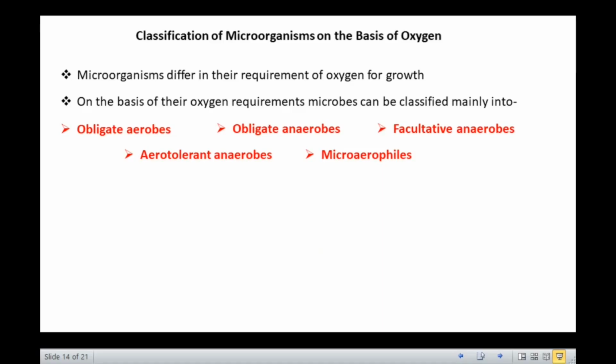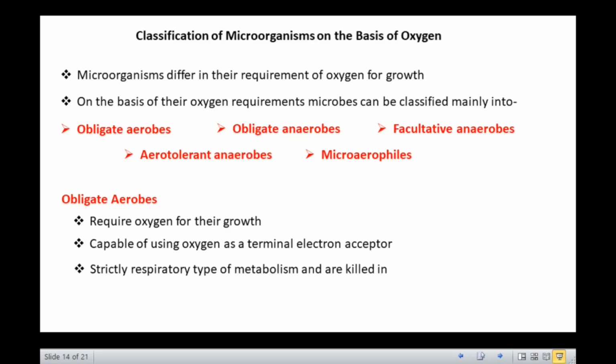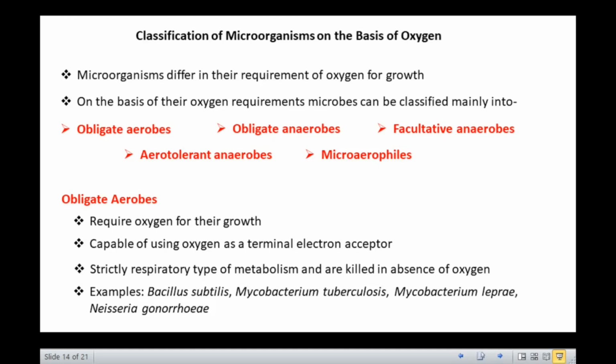Let us first discuss obligate aerobes. These are organisms that require oxygen for their growth and are capable of using oxygen as a terminal electron acceptor. They can tolerate a level of oxygen equivalent to or higher than that present in an air atmosphere, that is 21% oxygen, and cannot survive in its absence. They have a strictly respiratory type of metabolism and are killed in the absence of oxygen. Examples are Bacillus subtilis, Mycobacterium tuberculosis, Mycobacterium leprae, and Neisseria gonorrhoeae.